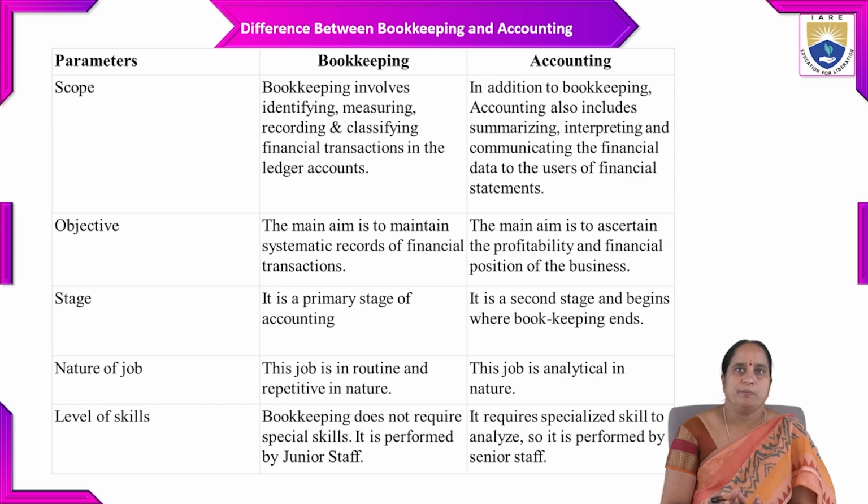The objective of bookkeeping is to maintain systematic records of financial transactions, whereas the objective of accounting is to ascertain the profitability and financial position of the business. Bookkeeping is the primary stage of accounting, whereas accounting is the second stage. It begins where bookkeeping ends.